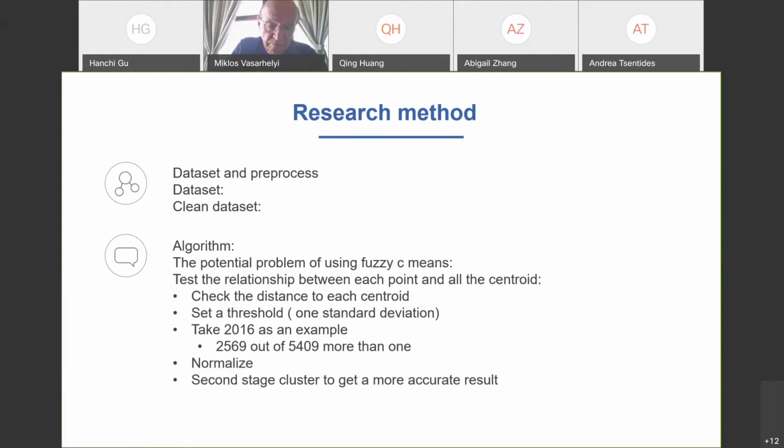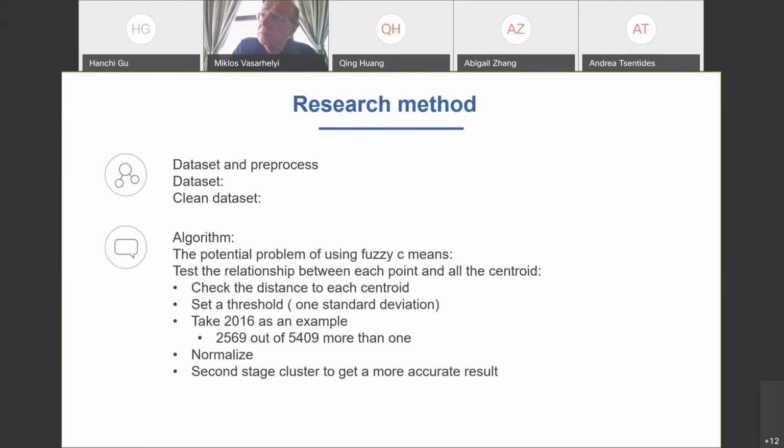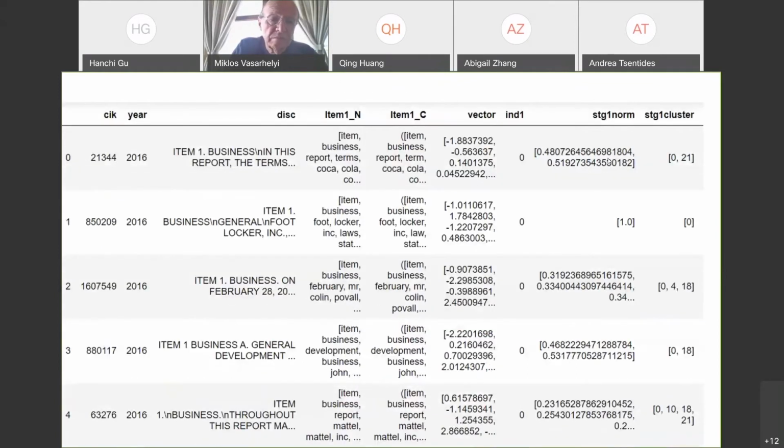Then we can have a more accurate result. To have a better understanding of this, you can see this is a result I got from Python code. We can see that if we only use k-means, maybe the first 4 companies all belong to industry 0. But if we use this newly proposed way, we can know that in fact the first company belongs to 2 industries, 0 and 21. And we also give a proportion based on the distance to the centroid. And other companies maybe only belong to 1 industry.